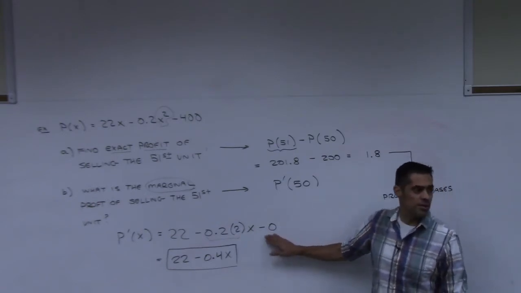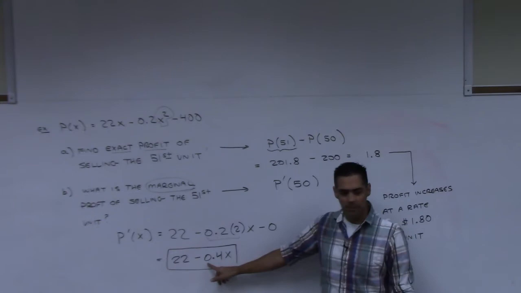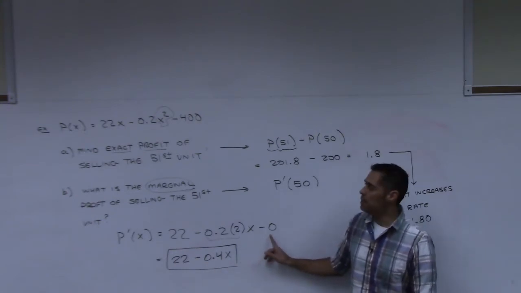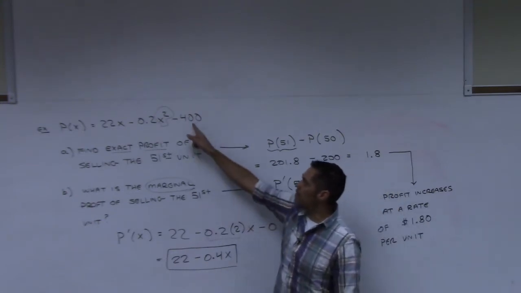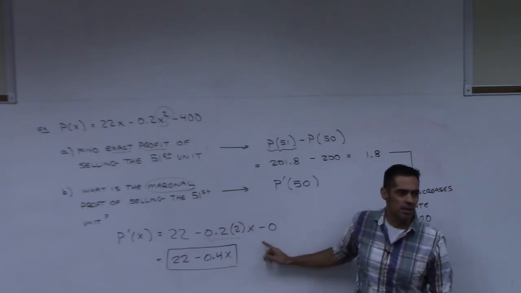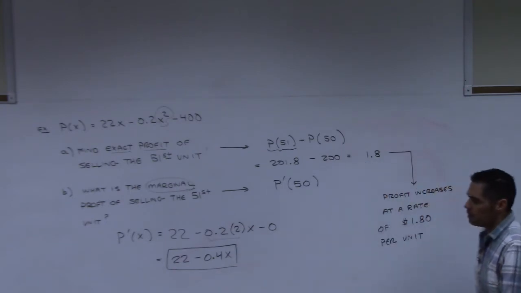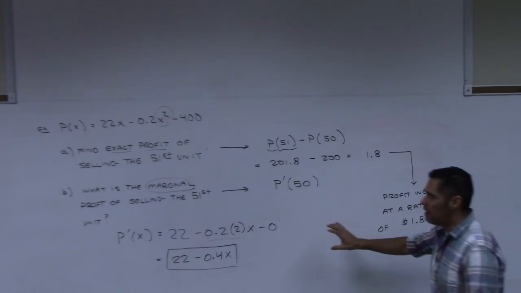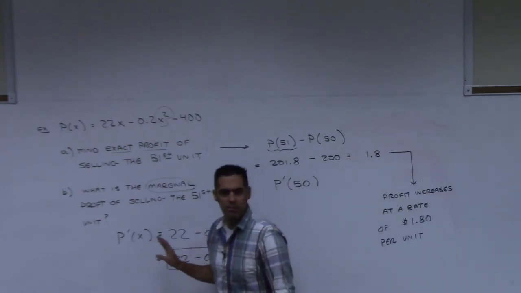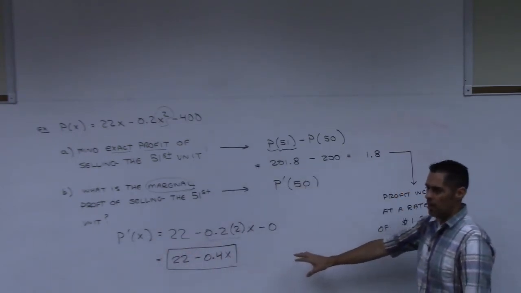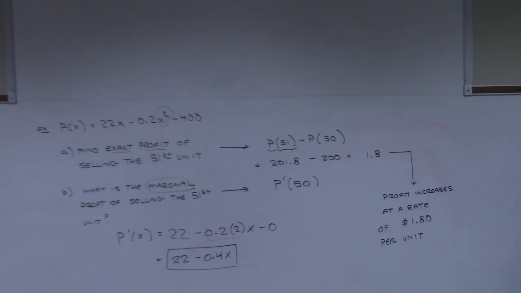This is me just showing, oh, you mean the 0 in front of here? No, this is just me being clear on the fact that the derivative of 400 is 0. You don't need to write it. I would expect everybody in this class to be able to do this with relative ease at this point. All right? So there's our derivative.